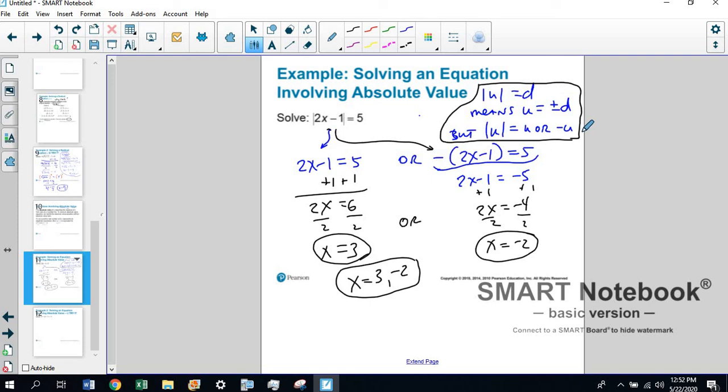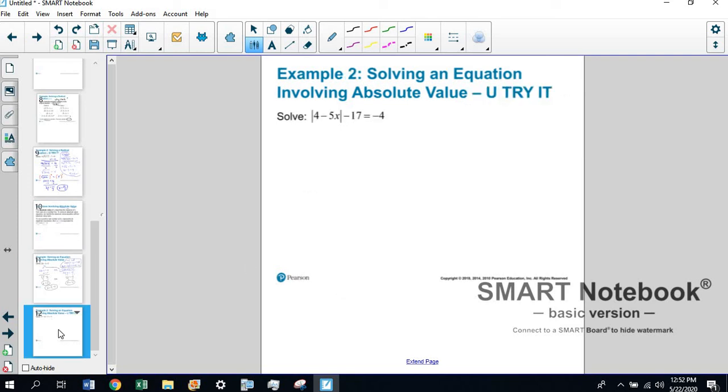So again, hit pause. Well, don't hit pause quite yet. Here's a second problem for you. Hit pause, give this one a shot, and then you can check your answer afterwards. Okay, so give it a try and then come back.